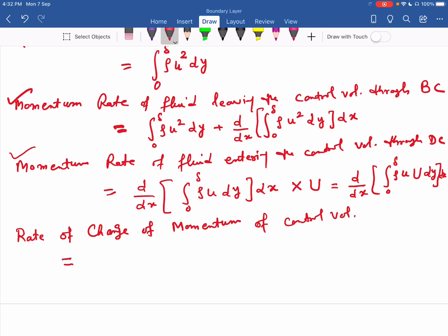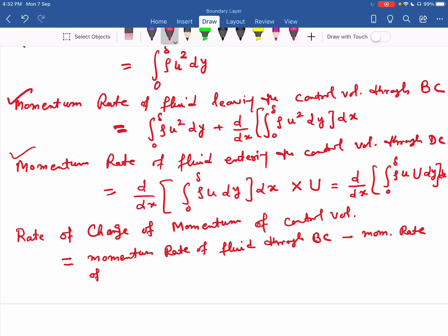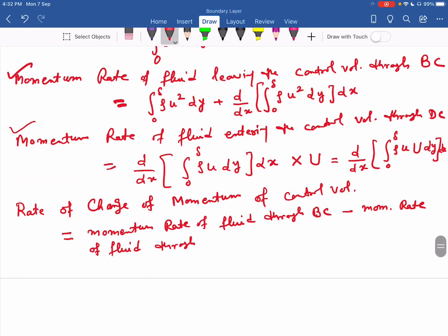So that is equal to the momentum of fluid leaving the control volume minus the momentum of fluid entering the control volume. So I can write it as momentum rate of fluid through BC, that is the leaving part, minus the entering part, momentum rate of fluid through the entry, which is through AD, then again minus momentum rate of fluid through DC.